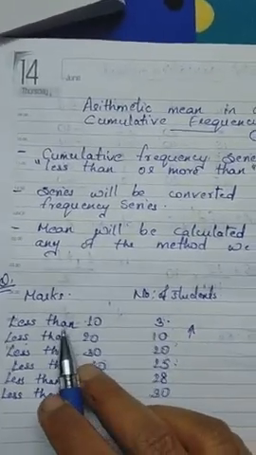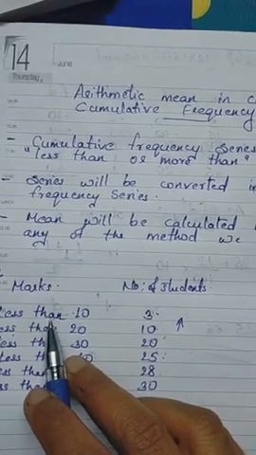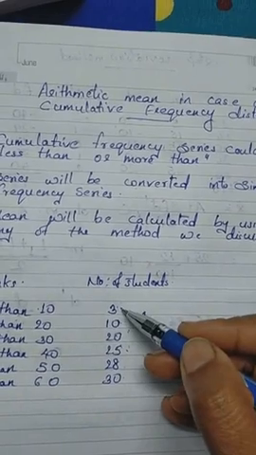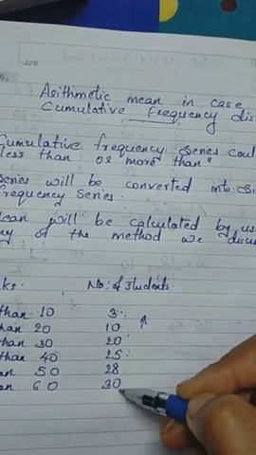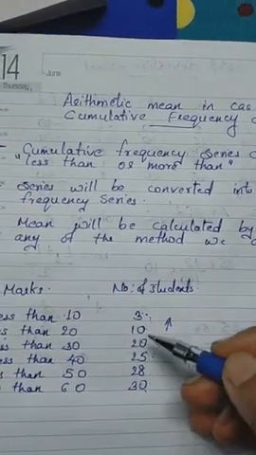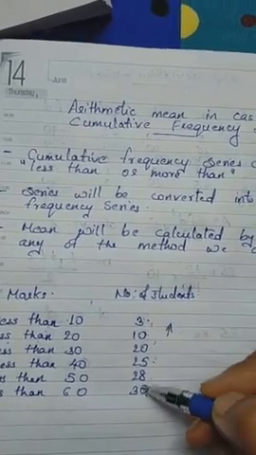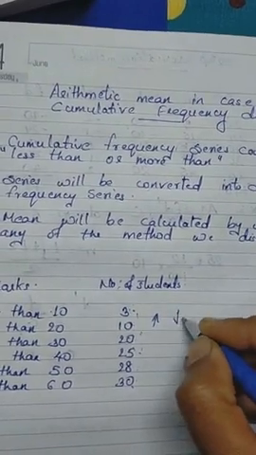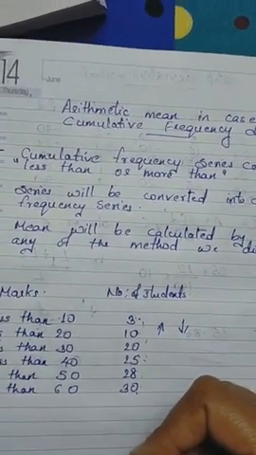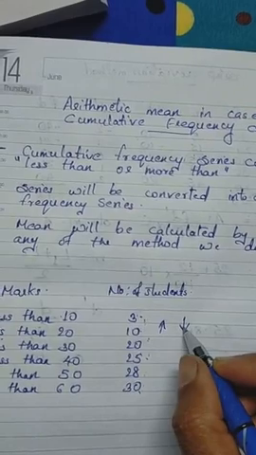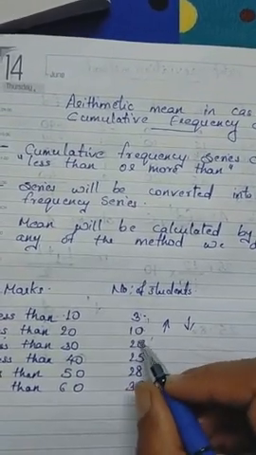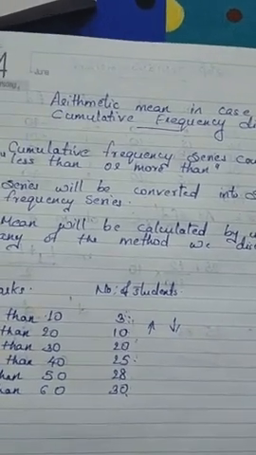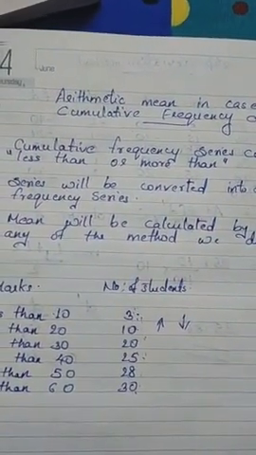But when it is given more than, whenever it is given more than, you can see the number of students given will be in decreasing order. So in that case, you have to subtract in this direction for more than. Understood? In more than you will be subtracting in this direction, in less than you will be subtracting in this direction. Okay, you can see one example here, then it will be more clear to you.